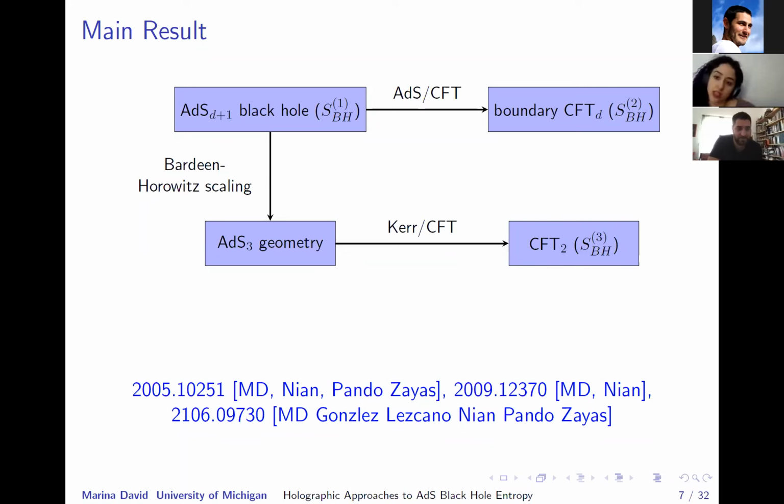And we'll find that S1, S2, and S3 give us the same results. So you can just pick the one that is convenient to you if you would like to compute the entropy.